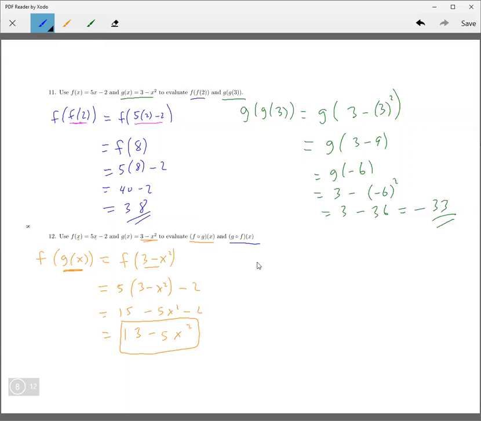And then g of f of x. So I replace this f of x with 5x minus 2. And then I replace this x with the 5x minus 2.